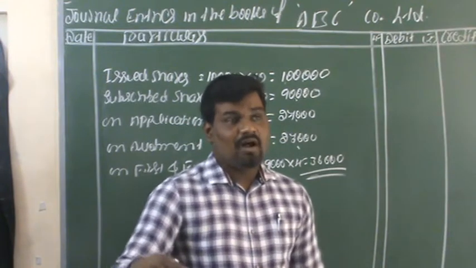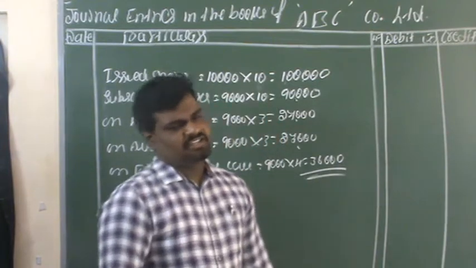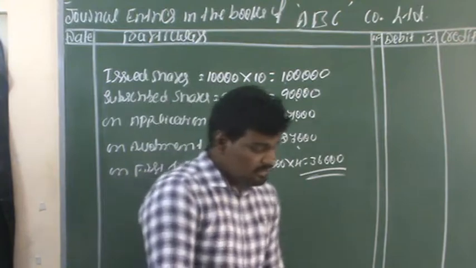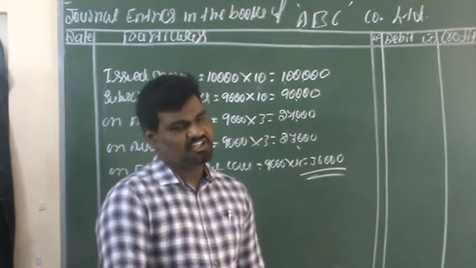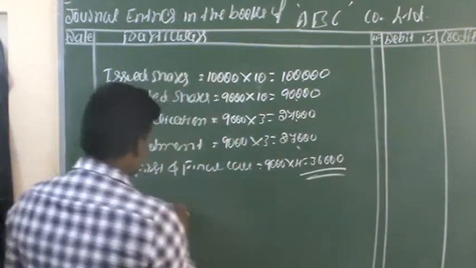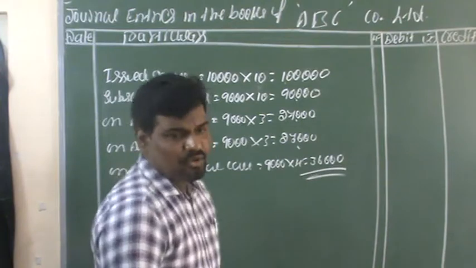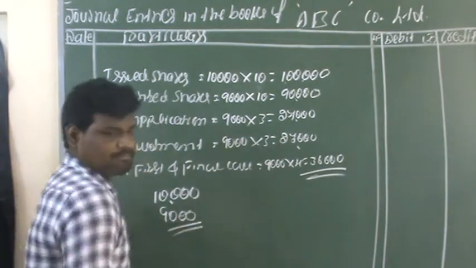Whatever the share value is, we are collecting it in different stages: application, allotment, as well as call. Again, the company received applications for only 9,000 shares. They issued 10,000 shares, but applications were received for only 9,000.